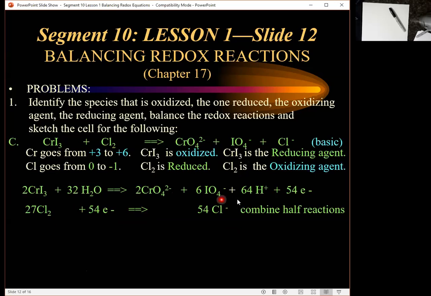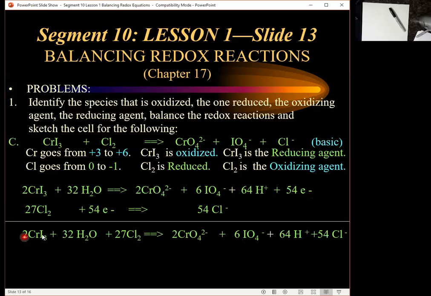So if you do that, this is what you're going to get. We doubled everything that we had in the first reaction, and we multiplied the second by 27. Now notice we do have 54 electrons on the left and 54 on the right. So the number of electrons gained by this is equal to the number of electrons lost by this one. Now we combine the two half reactions, and we wind up with this reaction. All we've done is cancel out the 54 electrons from both sides and then put everything together.